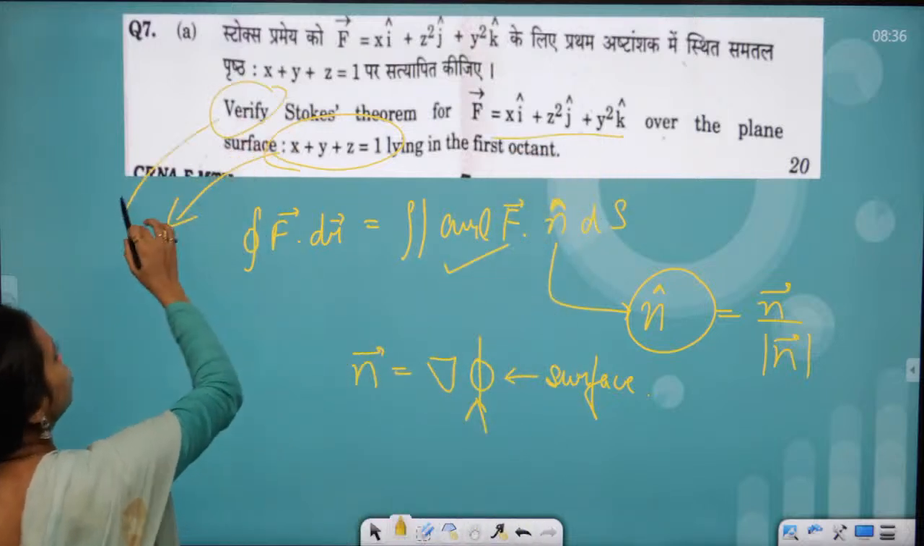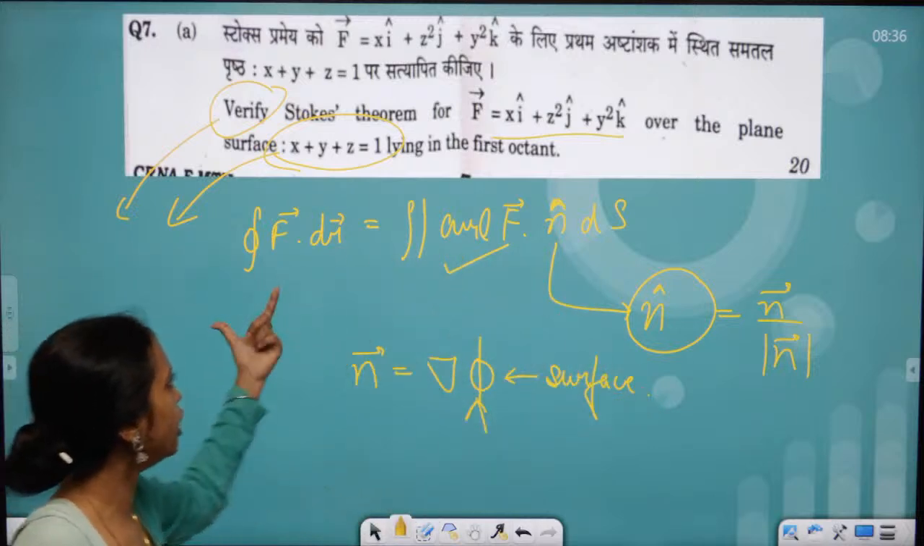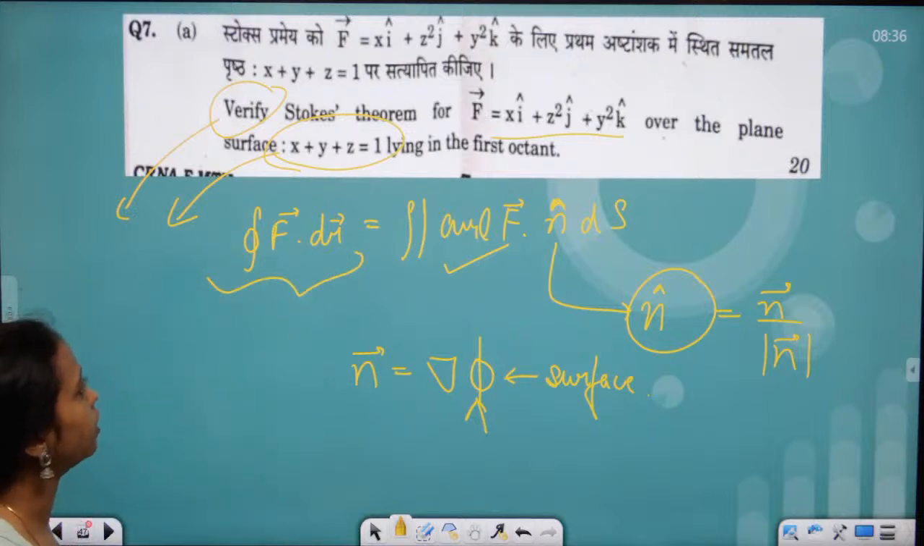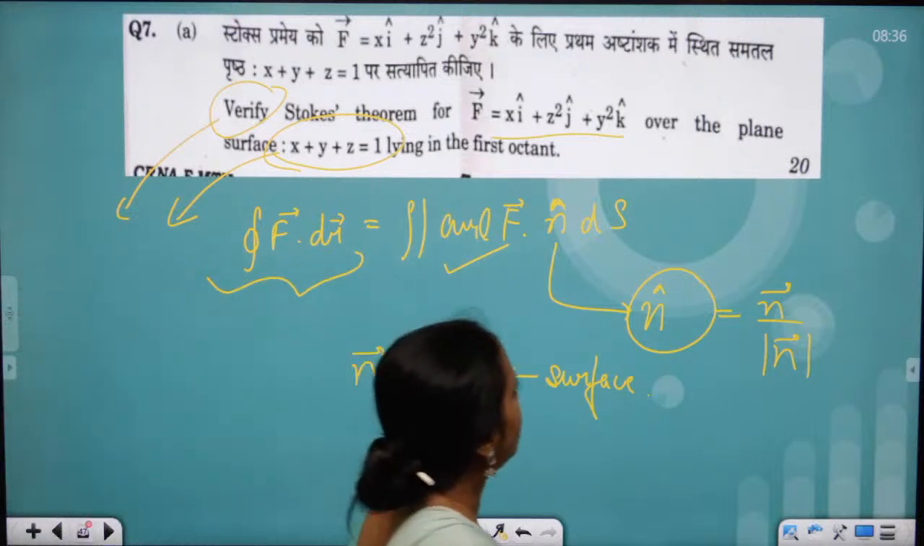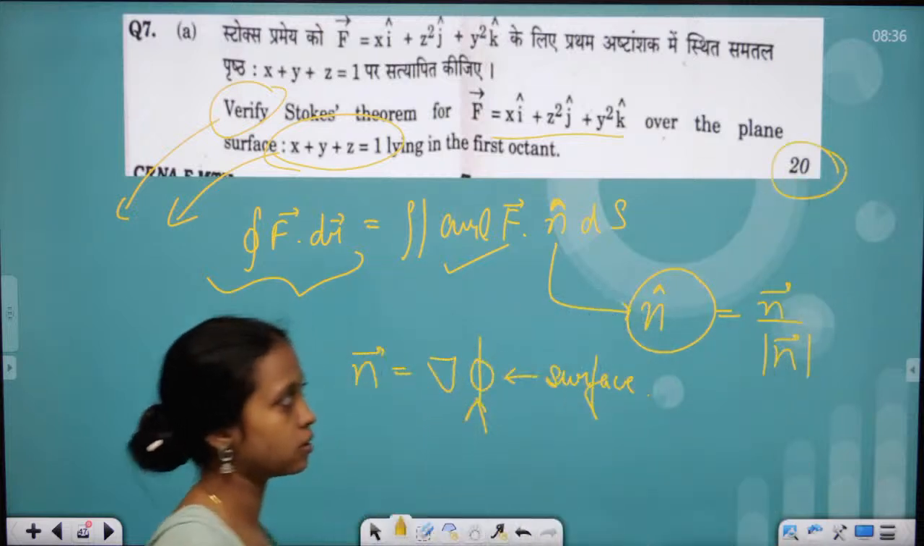Over here also you have to verify. It is not like only the answer is required, you have to verify, so you have to solve this also. So again, a simple question for 20 marks.